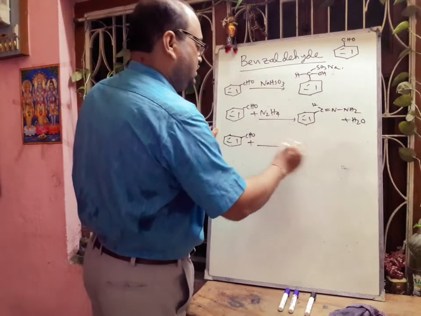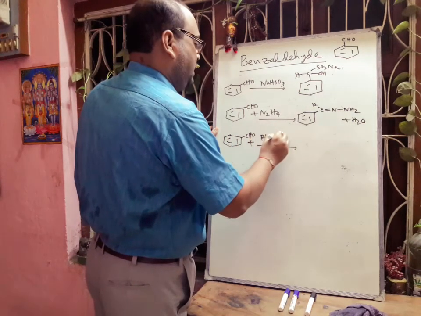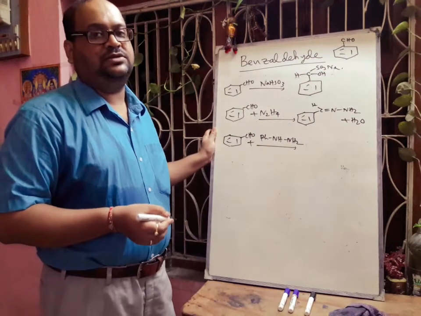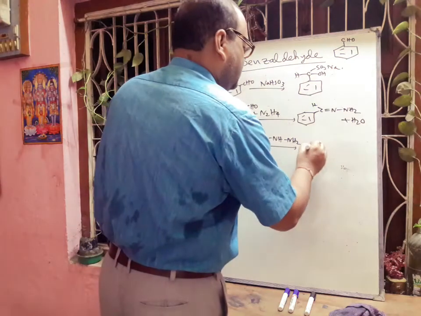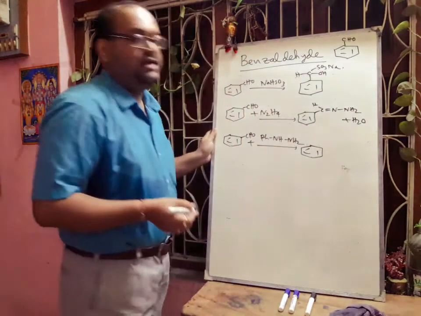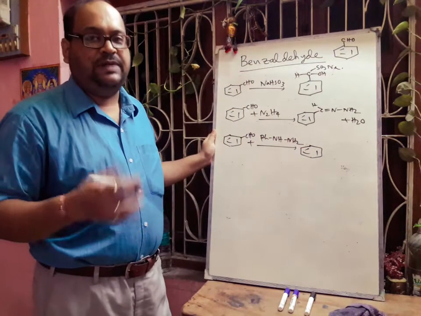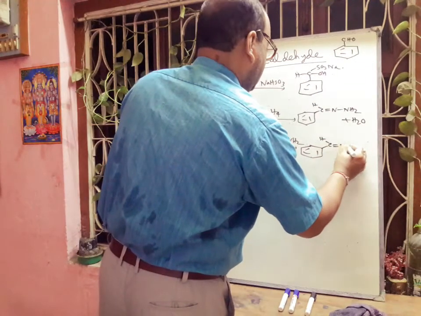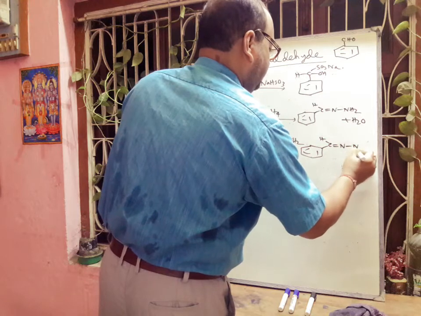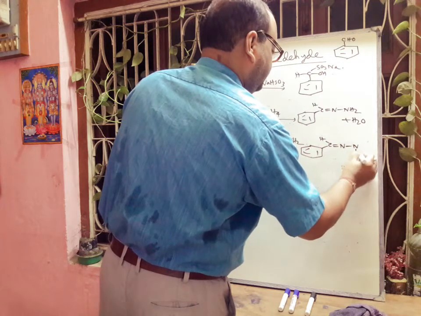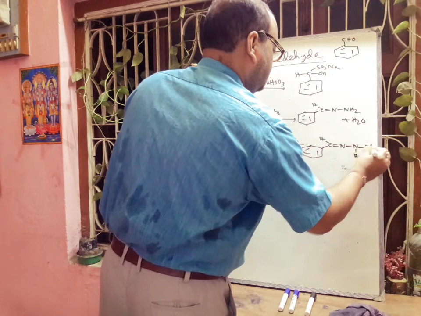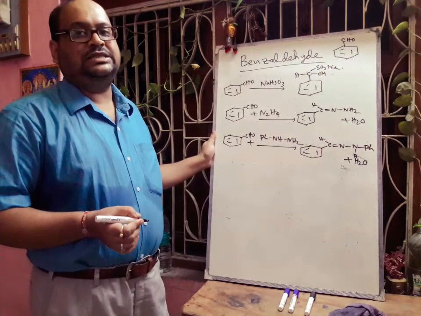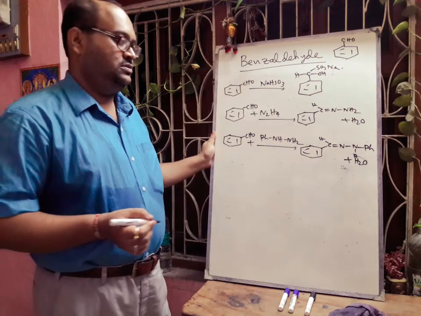C6H5CHO plus PhNHNH2. If we take this reagent, that is phenyl hydrazine, then definitely there will be formation of benzaldehyde phenyl hydrazone. PhCH double bond N NHPh plus H2O. So the name of this compound is benzaldehyde phenyl hydrazone.